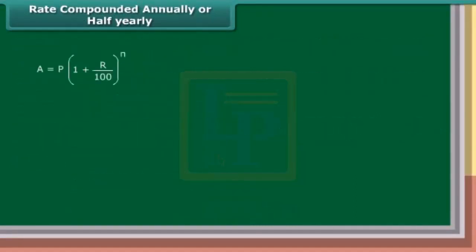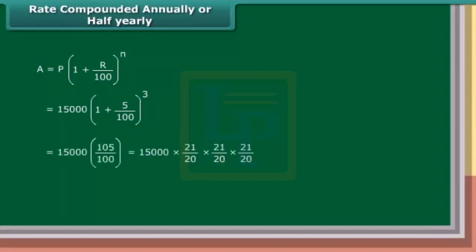A is equal to P into (1 plus R upon 100) whole raised to n, which is equal to 15,000 into (1 plus 5 upon 100) raised to the power 3, which is equal to 15,000 into (105 upon 100), which is equal to 15,000 into 21 upon 20 into 21 upon 20 into 21 upon 20, which is equal to 17,364.37 rupees.